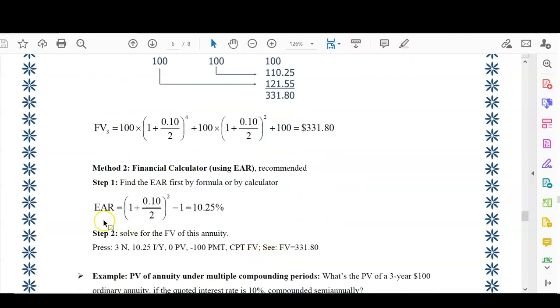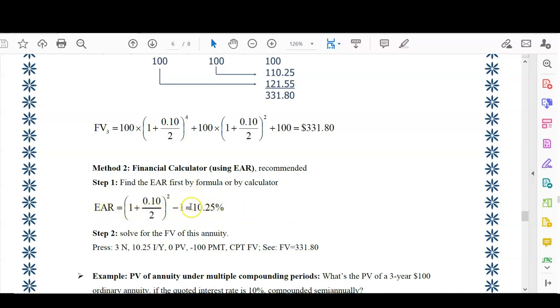We can first get the effective annual rate by using the formula or calculator. If we use the formula, it's going to be 1 plus nominal rate 10% divided by m, 2 here, to the power of m, 2 here, minus 1. So our effective annual rate is 10.25%.